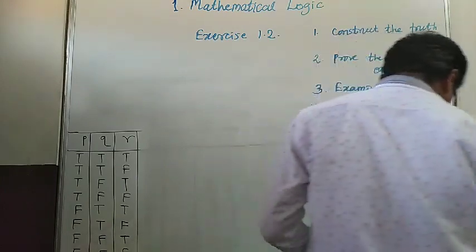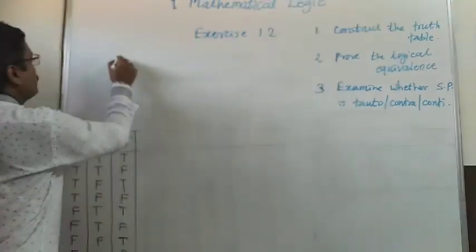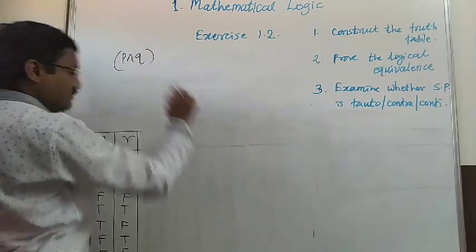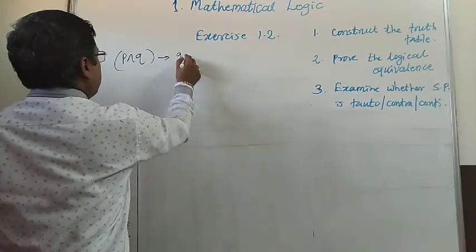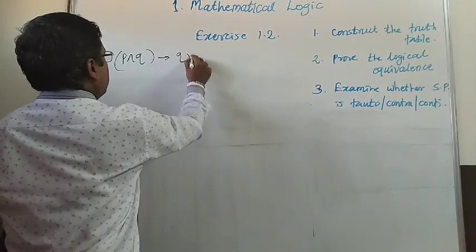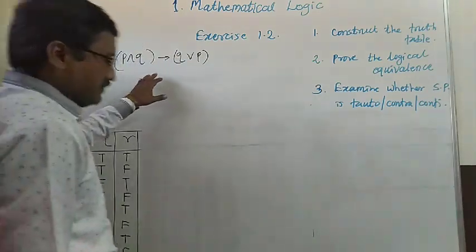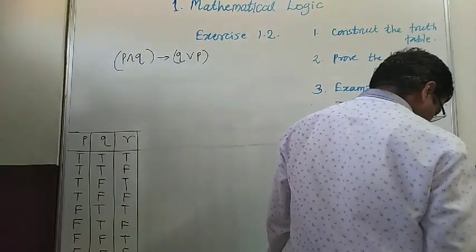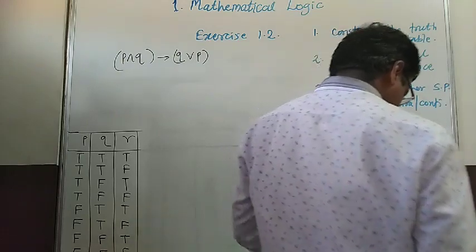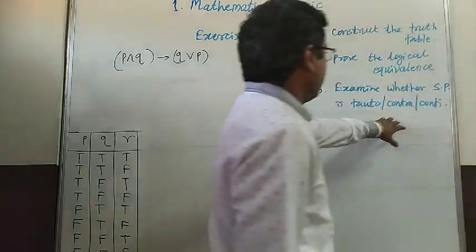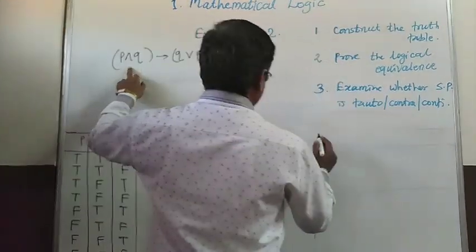First example, P and Q implies Q or P. We have to check whether this statement pattern is tautology, contradiction, or contingency. For this, let us prepare the truth table again.